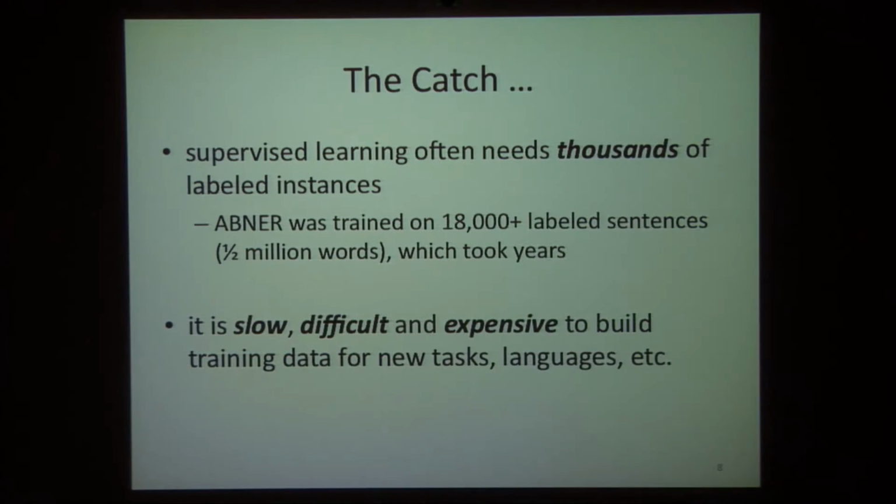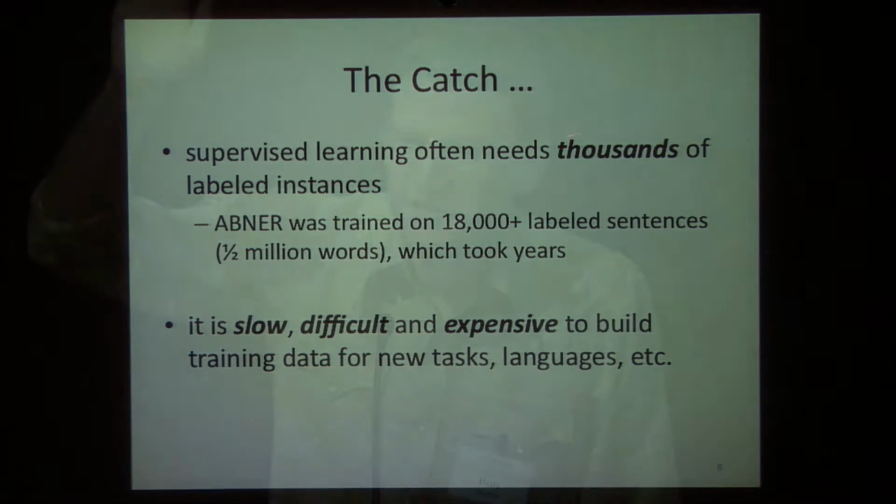So the problems with this are that, as most everybody in this room probably knows, supervised learning often needs thousands or hundreds of thousands of instances to train a good classifier. So for example, Abner was trained on more than 18,000 labeled sentences. So just raise your hand out of curiosity if you've been involved in annotating data for machine learning systems. That's what I was expecting. So you know how much of a pain it can be.